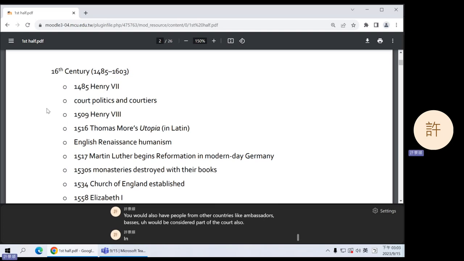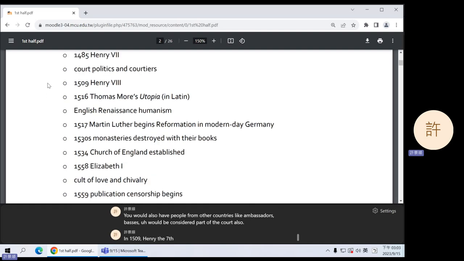In 1509, Henry VII dies. His son becomes Henry VIII. Not too important. Well, no. Henry VIII is very important. Sorry. For a reason we will talk about a bit later.